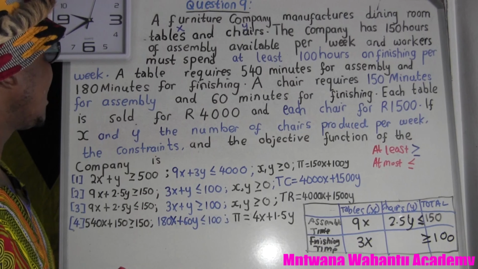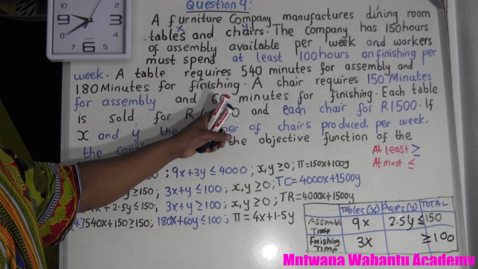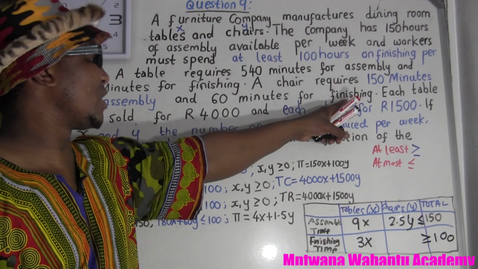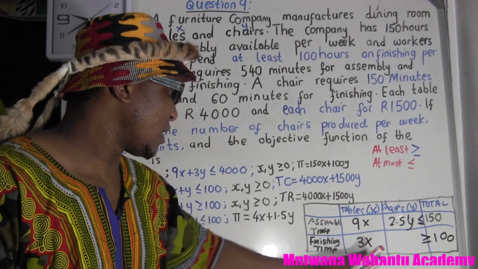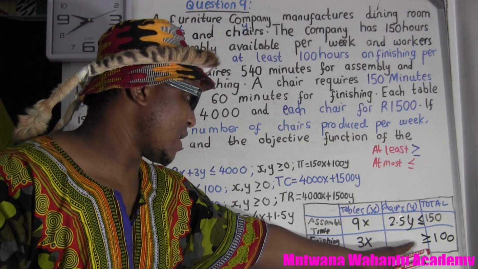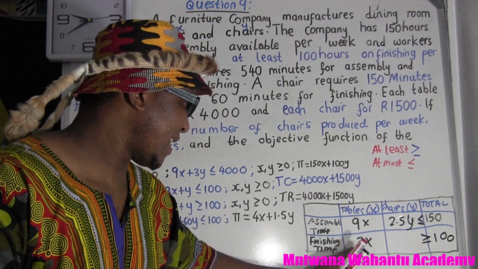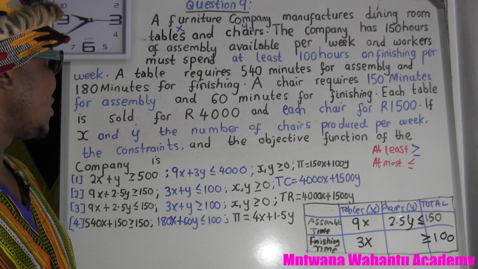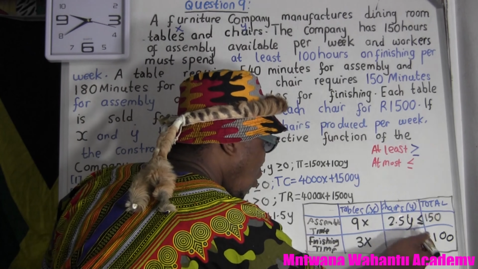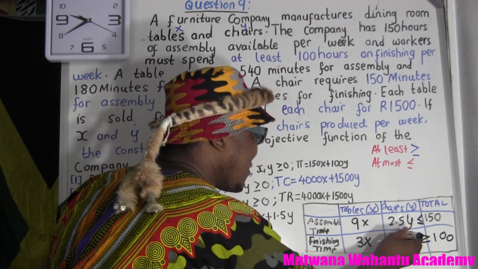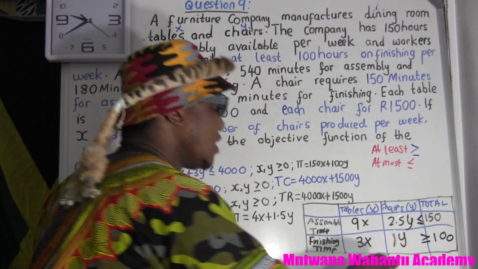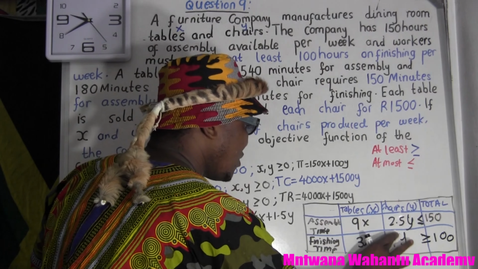Y. See? And another thing they say is that the same chair is going to require 60 minutes for finishing. This is the chair they made up here. Finishing, chair, and finish, 60 minutes, they say. So 60 divided by 60 equals 1. So it's going to be 1y, equal to y, because 1y is just y. So we finish everything.